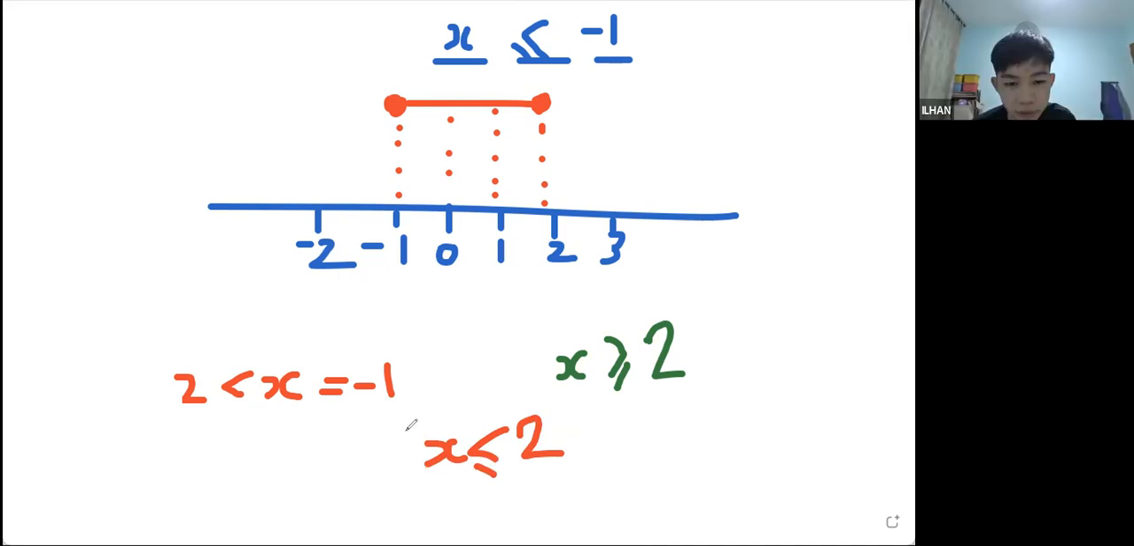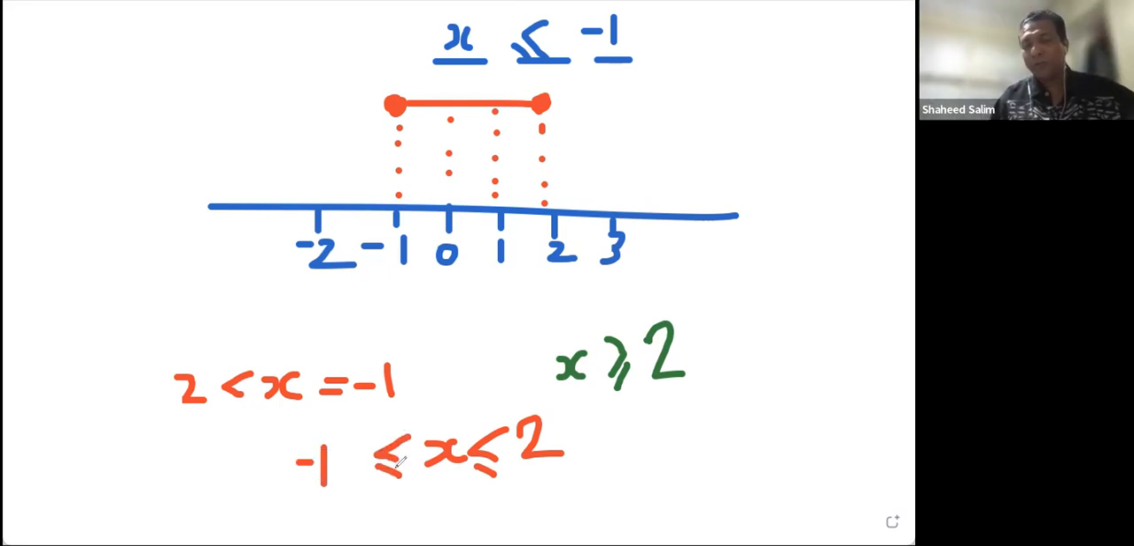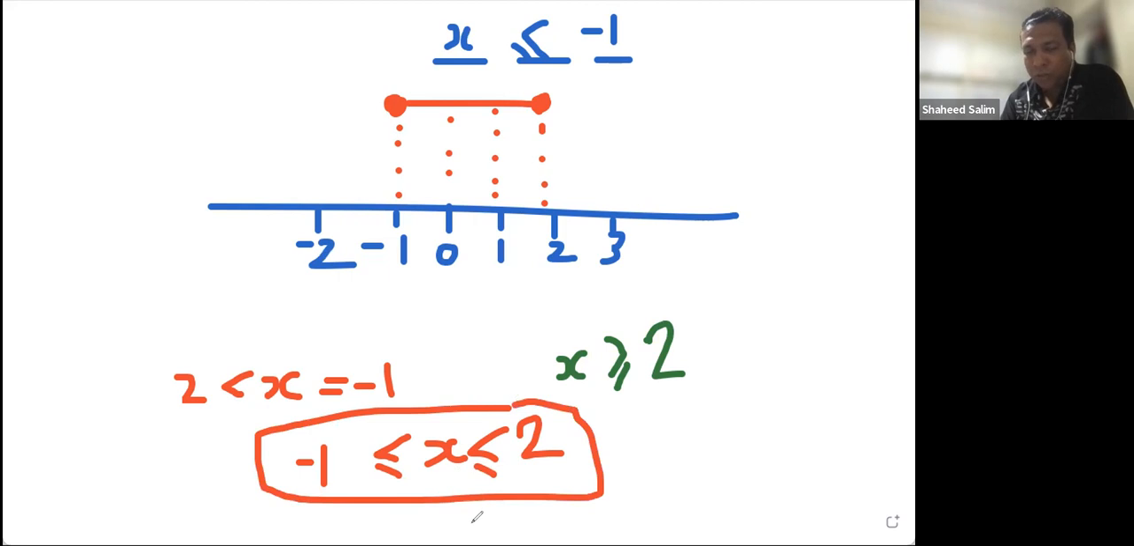x is more than negative 1 or equal to. So now you notice, you can put it as a range. This becomes a range. How to read this? You read one side first. x is more than or equal to -1. You see, it goes more than or equal to -1. But x is also less than or equal to 2. So you can draw like that.